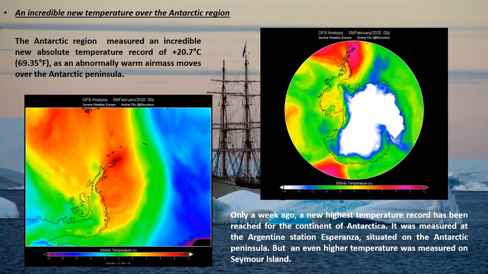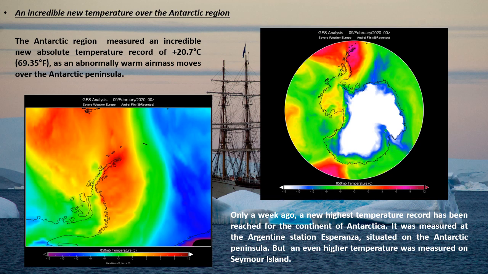Now let's have a look at another unfortunate extreme event which happened in the Antarctic region. The Antarctic region measured an incredible new absolute temperature record of plus 20.7 degrees Celsius, which is very high compared to the Antarctic region's new normal temperature.